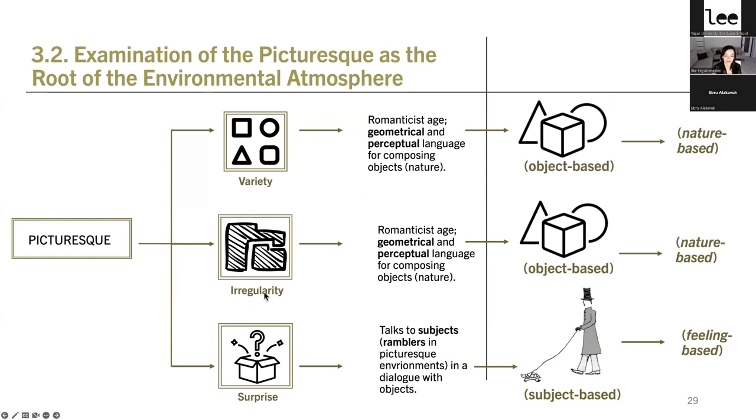Variety, irregularity, and surprise are the main principles for designing nature. We know that variety and regularity are among the principal tools of the design disciplines of the Romanticist age. Thus, they provide us with a geometrical and perceptual language for composing objects, that is nature for the picturesque. However, the aesthetic effect of surprise works differently than the other two. It talks to ramblers in picturesque environments in a dialogue with objects, which also underlines the subject-based phenomenon. The variety and irregularity as the composition principles help us to anchor the effect of surprise, which is mainly provided by the availability of unexpected landscape elements, such as the follies belonging to different architectural styles in historical and geographical context.